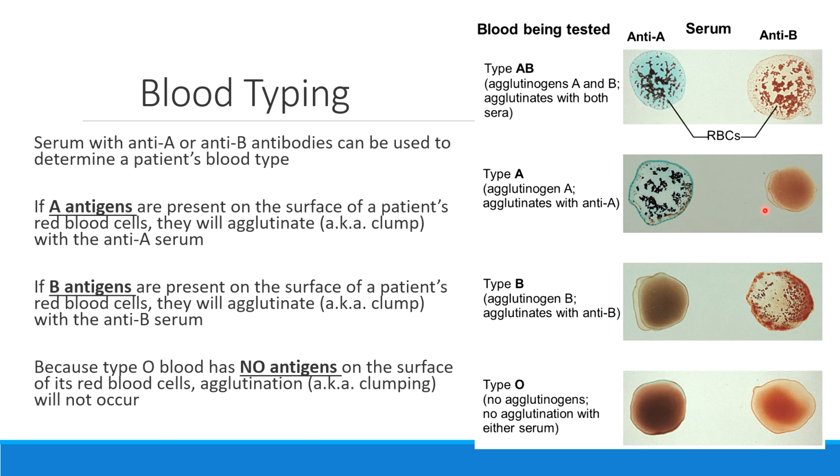So, know what antigens are present on the blood cells of each type, know what antibodies they would make, and be able to interpret a test like this based on the fact that we're adding an antibody to look for something, and if we find it, we're going to see this clumping.